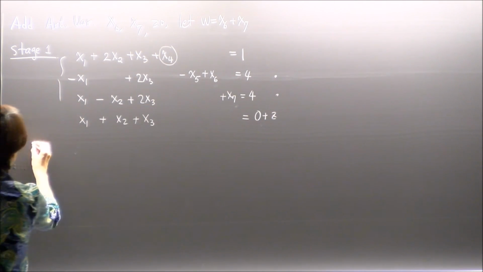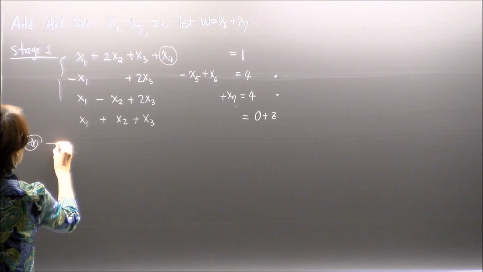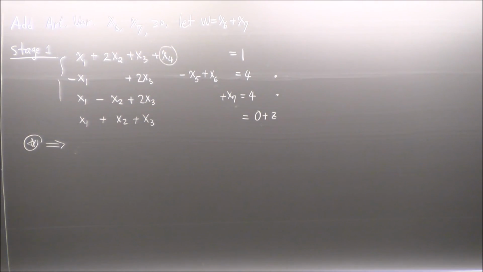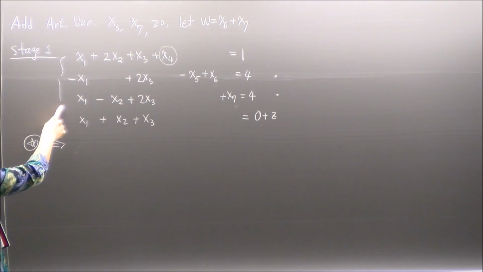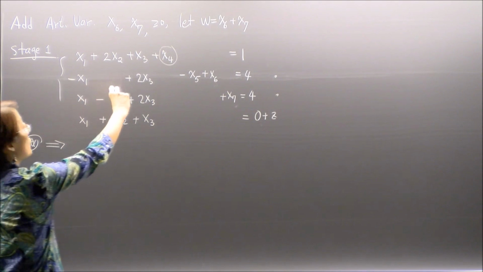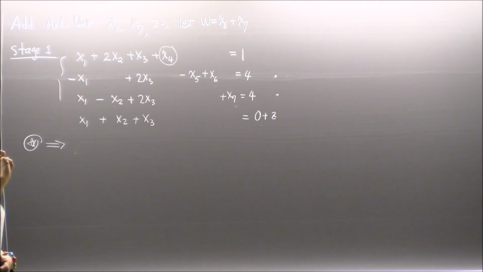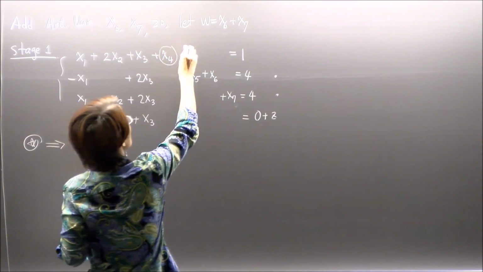So is it clear? I want to make it very important. How do you obtain this equation for w? Okay? You take the 2 equations where you add the 2 artificial variables, and then you add the coefficients up. Is that clear? Okay, so let's draw a dotted line.